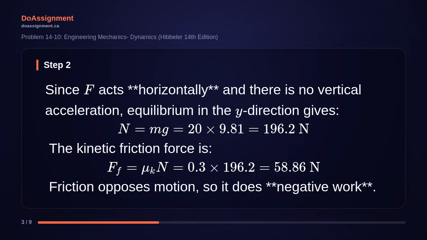Because the applied force is horizontal and the block does not accelerate vertically, the normal force equals the block's weight, 20 kilograms times 9.81 meters per second squared, giving 196.2 newtons. The kinetic friction force is then 0.3 times 196.2, which equals 58.86 newtons. Since friction opposes motion, it will do negative work on the block.